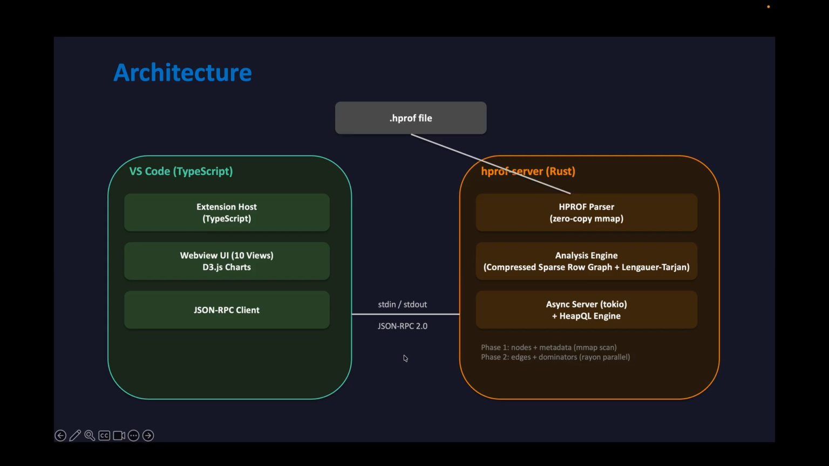We'll talk about the architecture now. On the left hand side is whatever the user sees. You have the extension host, you have the web view UI, which has 10 interactive views, and you have d3.js for the charts. On the right hand side is the part which does the heavy lifting. You have an hprof parser, which has a zero copy map, and the analysis engine, which prepares the CSR graphs, and they both communicate using JSON RPC 2.0.